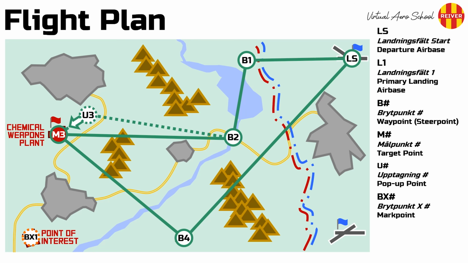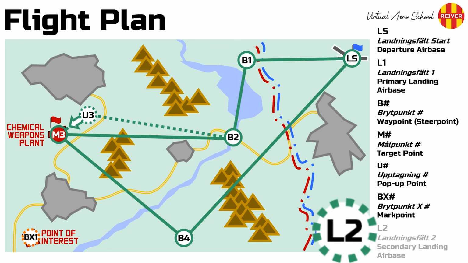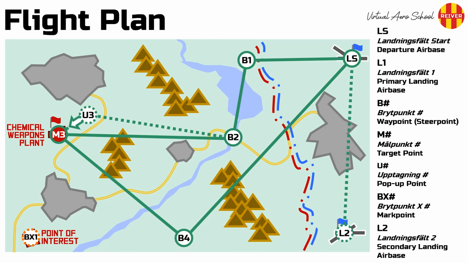L1, as you will recall, represents our landing airbase, usually the same as our LS starting airbase, but it is also possible to program an L2 waypoint, or secondary landing airbase. This is useful should we need to divert should the L1 airbase become unavailable or unreachable.